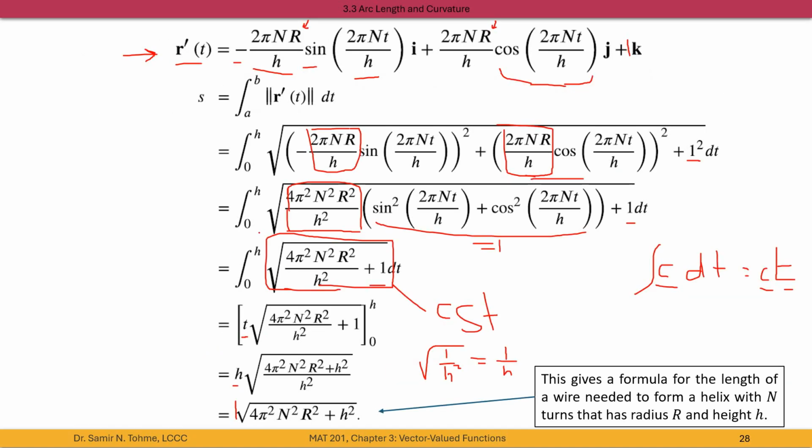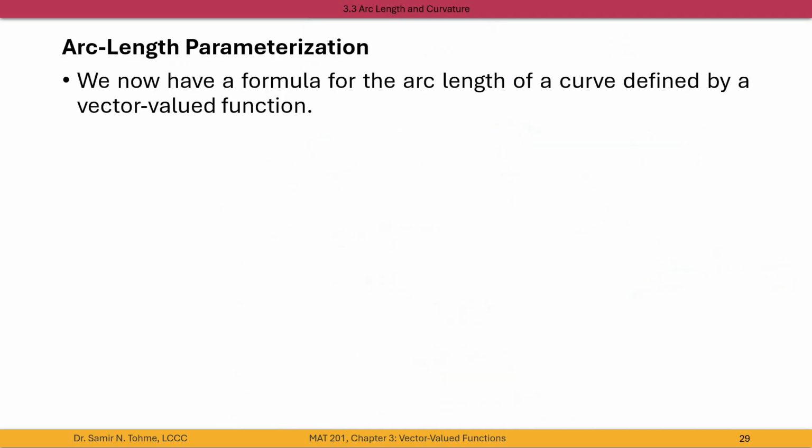This is a very nice equation. So whenever you want to calculate the arc length, you just have to replace the number of turns, the radius of the helix, and the height of the helix, or the distance between two consecutive turns, and you will get the length of the arc.